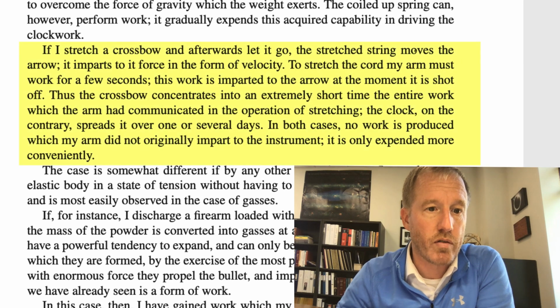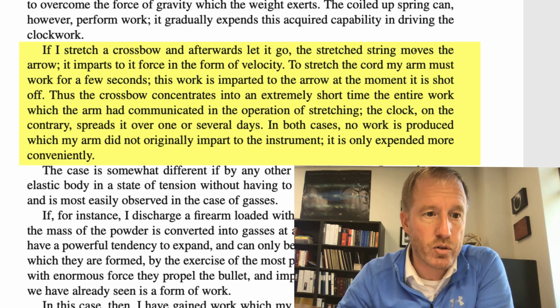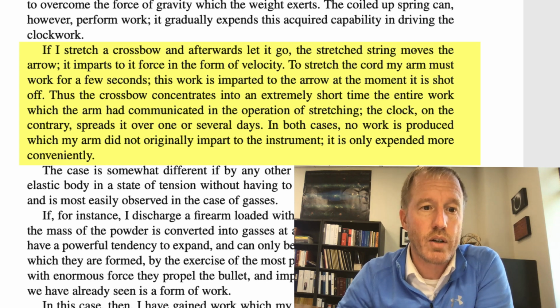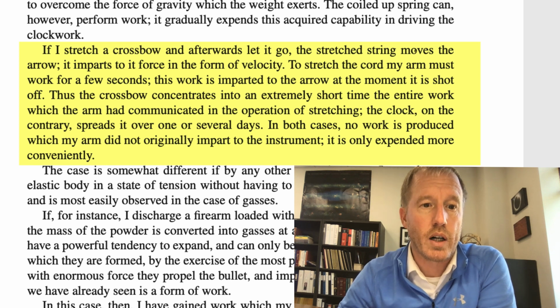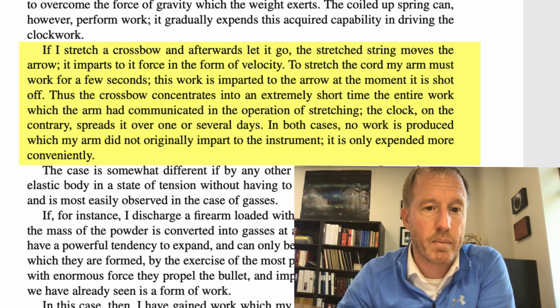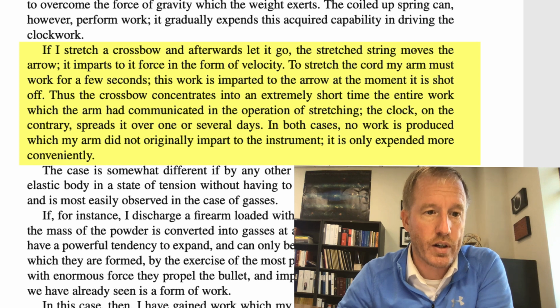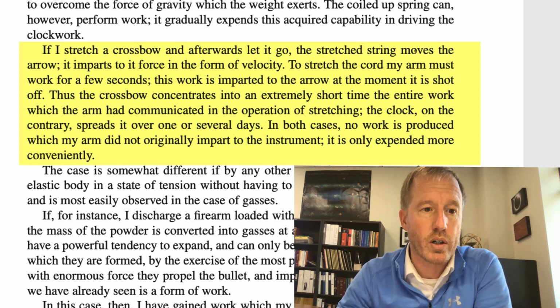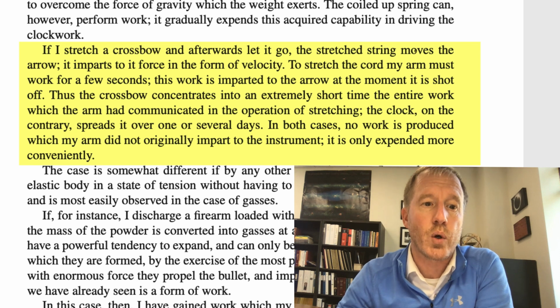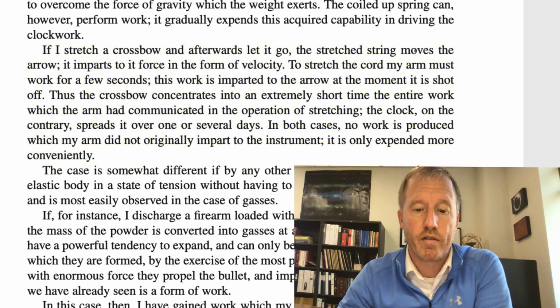It imparts to it force in the form of velocity. To stretch the cord, my arm must work for a few seconds. This work is imparted to the arrow at the moment it is shot off. Thus the crossbow concentrates into an extremely short time the entire work which the arm had communicated in the operation of stretching. The clock, on the contrary, spreads it over one or several days. In both cases, no work is produced which my arm did not originally impart to the instrument. It is only expended more conveniently."